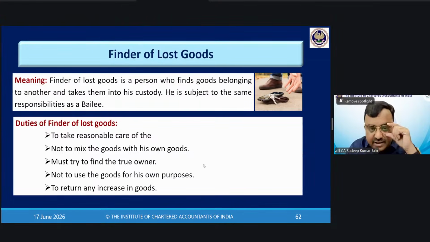Some of you have asked the question about this point, sir, whether the finder of lost goods is a bailment or quasi contract. It is a quasi bailment contract. Duties of finder of lost goods: to take reasonable care of the goods, not to mix the goods with his own goods, same duties as that of a bailee. Must try to find the true owner, not to use the goods for his own purpose, अपने काम के लिए यूज नहीं करना है. To return any increase in the goods, अगर कुछ एक्सीलेशन अगर कुछ होता है तो वापस करना है.